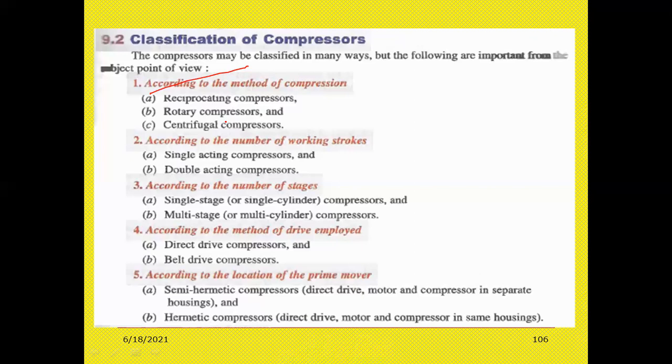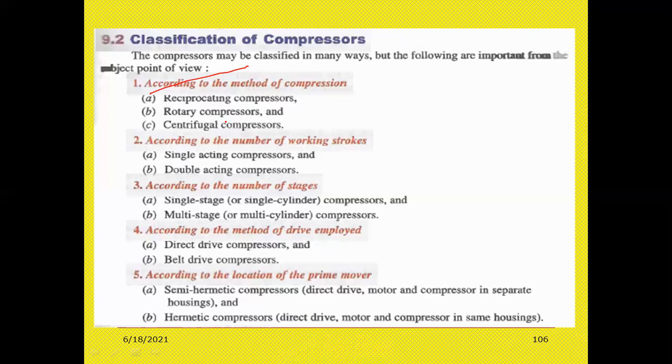In the same way, for the location of the prime mover, you have hermetic compressors, where you are using the motor and compressor in the same housing. If you see the semi-hermetic compressors, there you use a driver system, belted system, motor type, and compressor in separate housings. So these are the two types for this classification.